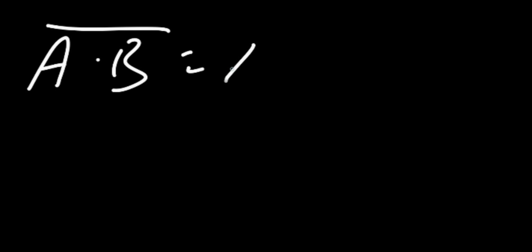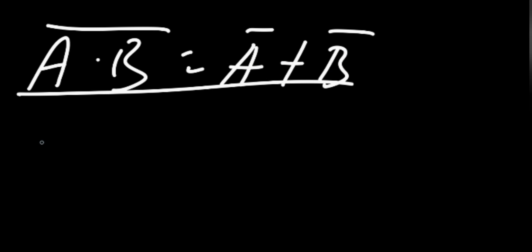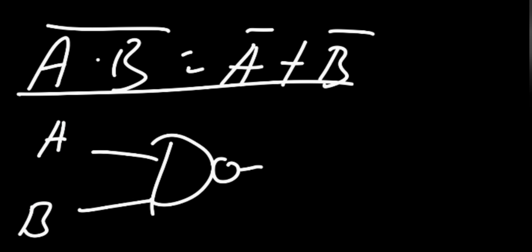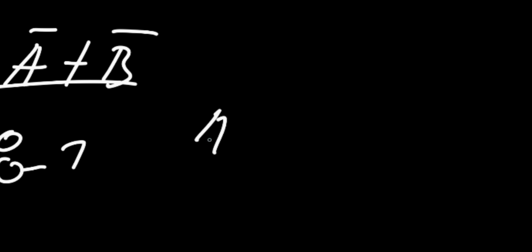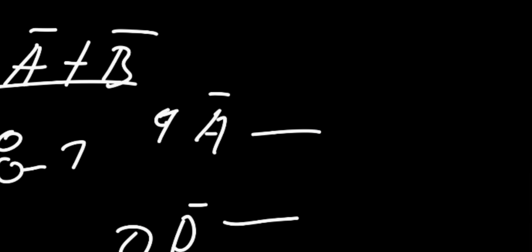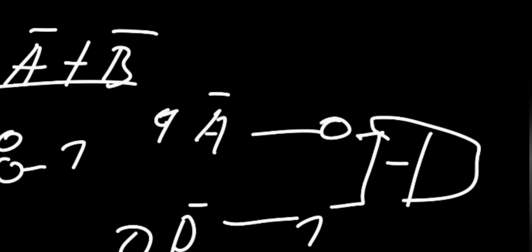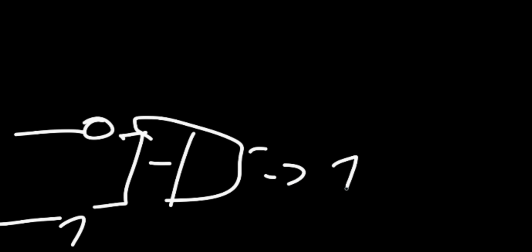Let's do another simple one, that is A dot B whole complement is similar to A single complement OR B single complement. Let's do the first one, that is A and B will give us, let's say, 1 and 0. 1 and 0 will give us 0, and the complement of 0 will give us 1. Similarly, A complement and B complement, 1 and 0: 1 becomes 0, 0 becomes 1, and the OR gate will give us 0 or 1, which gives us 1, as even if there is a single 1, it will give us 1.